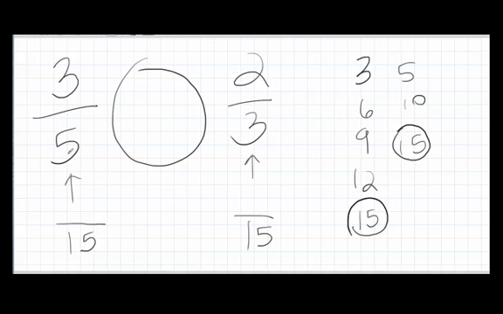Now I'm going to ask myself, how did I go from 5 to 15? Well, I went times 3, so whatever I do to the bottom, I have to do to the top, so 3 times 3 is 9. How did I go from 3 to 15? I went times 5, so whatever I do to the bottom, I have to do to the top. 2 times 5 is 10/15. So you can see that 3/5 equals 9/15. 2/3 equals 10/15. 2/3 is greater. Alligator eats the bigger number.